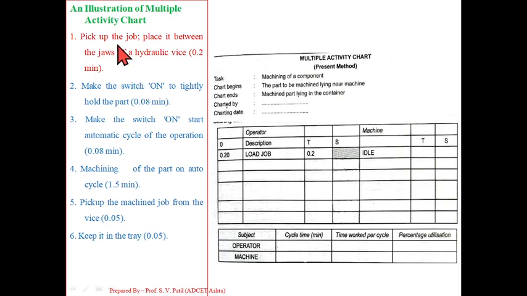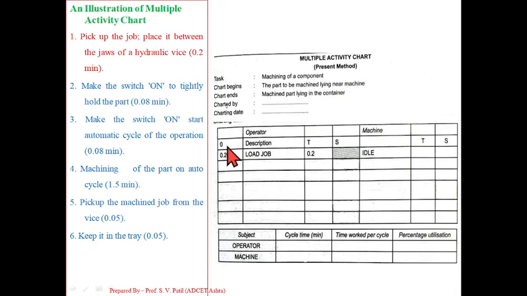The first activity, which is written in red color, that is pick up the job, place it between the jaws of the hydraulic vise, and it is an activity of 0.2 minute. So here this activity will be performed by the operator. There is no role of the machine in this case. So we are supposed to fill this data for the operator.